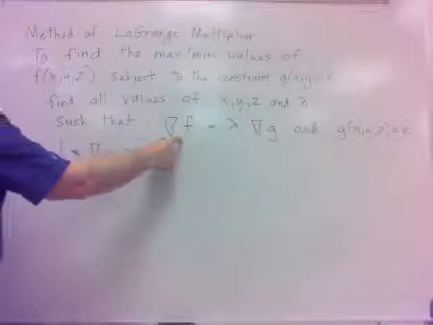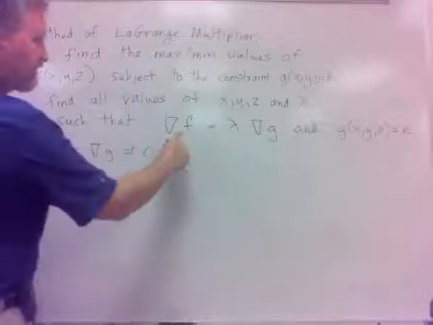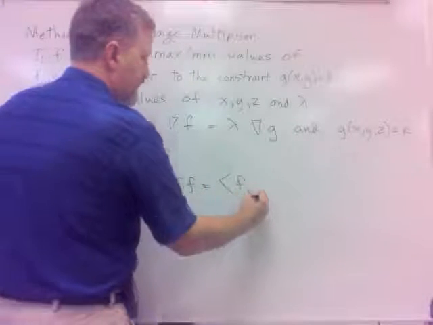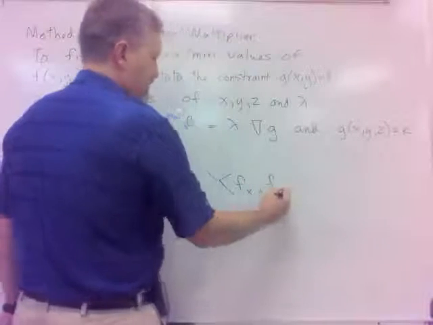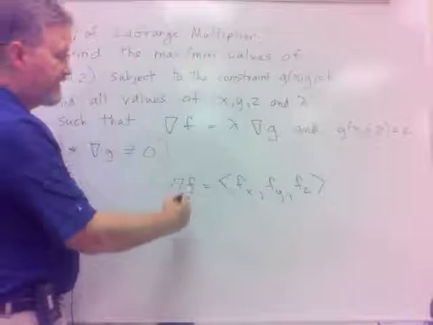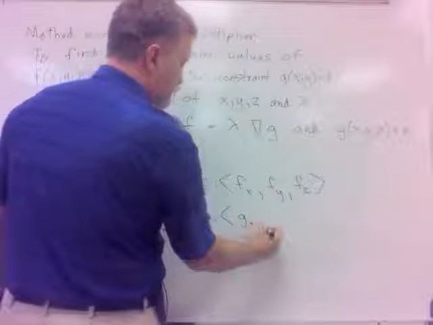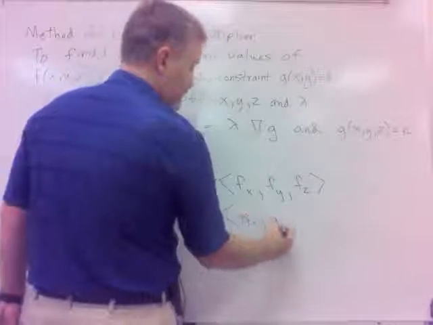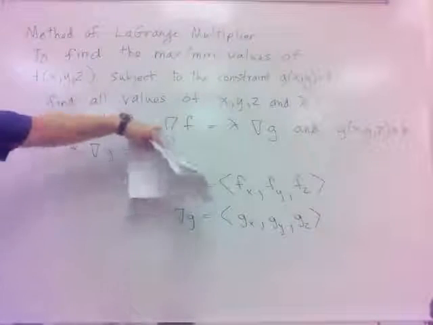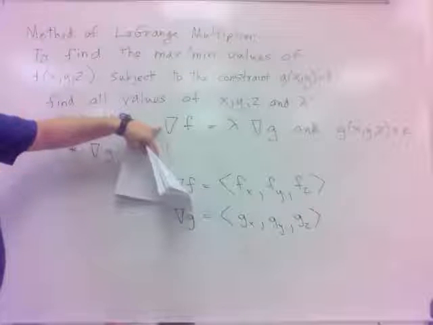Now, basically what this then means is that if you've got this, your gradient of f is partial with respect to x, partial with respect to y, partial with respect to z, right? That's our gradient vector for f. The gradient vector of g is partial of g with respect to x, partial with respect to y, and partial with respect to z. And so this amounts to 3 equations, doesn't it?